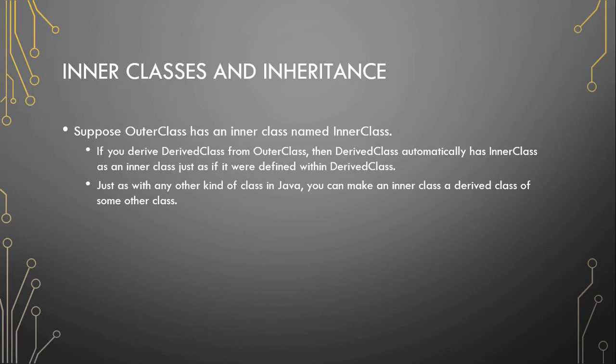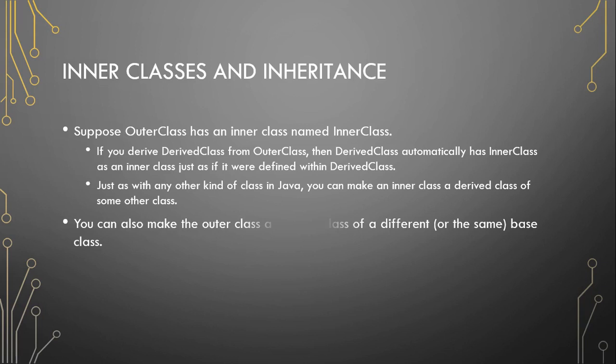And just like with any other kind of class in Java, you can make an inner class a derived class of some other class. So all perfectly possible and able to do. You can also make an outer class a derived class of a different or the same base class. So it's very easy to go through and apply a lot of our rules of inheritance in regards to base class and derived class and apply them here for inner and outer classes.